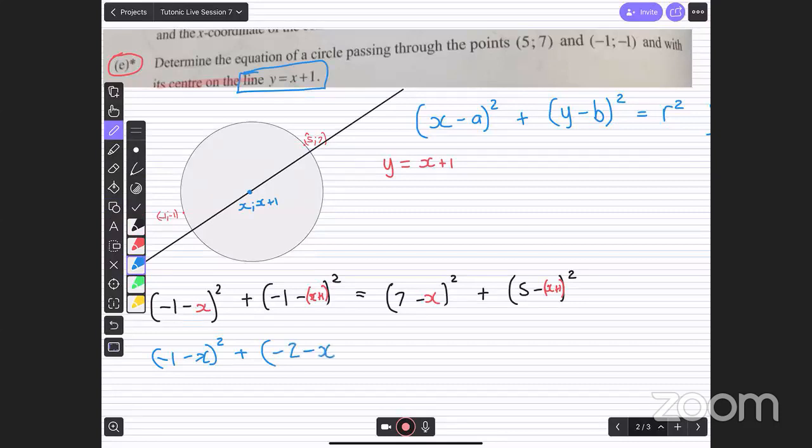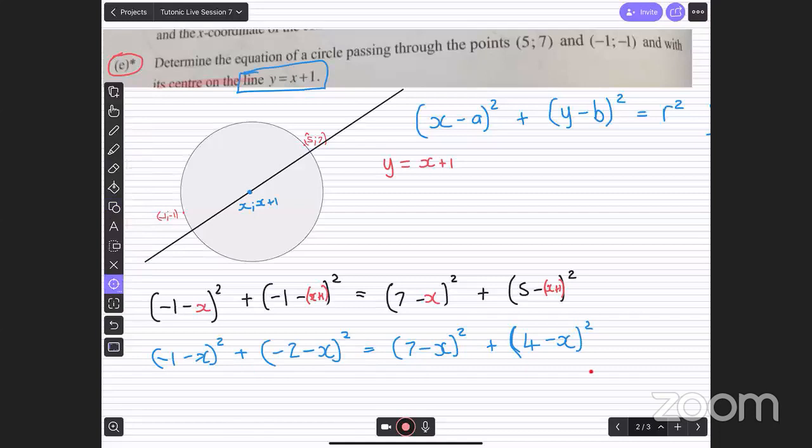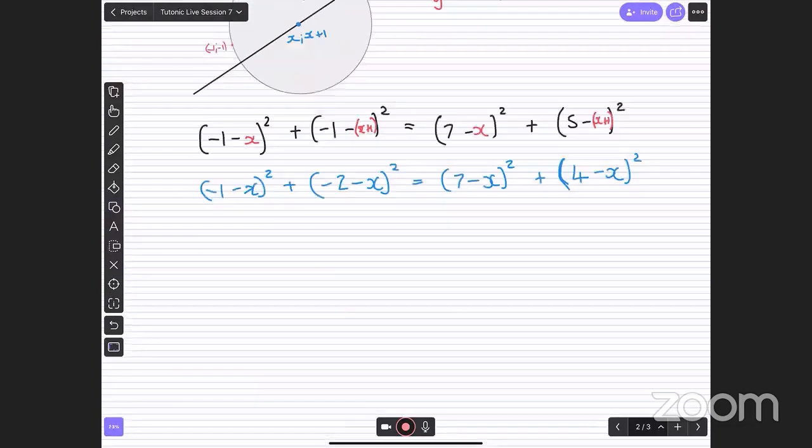Minus 2 minus x squared equals 7 minus x squared, plus 5 minus x minus 1, which is 4 minus x. Okay. Do you see how we've got an equation now with just one variable? Do you guys see that? Yes. I feel like we'll get two answers, but anyway.